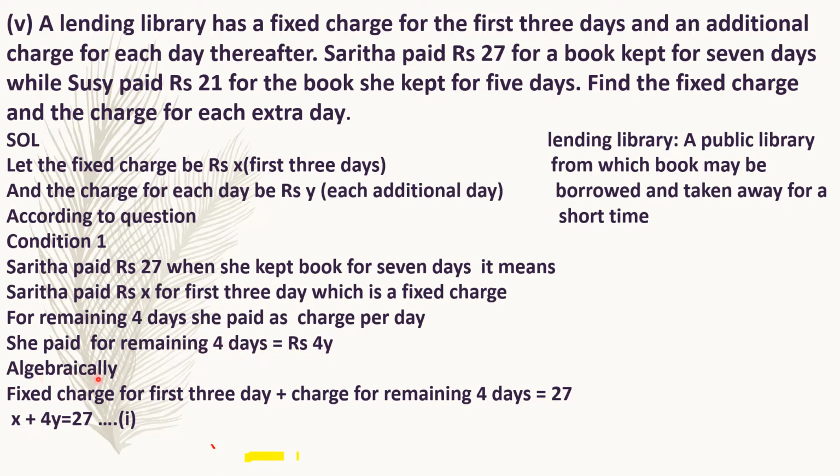So algebraically, in total bill of 27, there are two types of charges. There is a fixed charge for first 3 days plus charge for remaining 4 days, which is equal to total bill, which is equal to 27. So we can say x plus 4y equal to 27, and we consider it as equation number first.